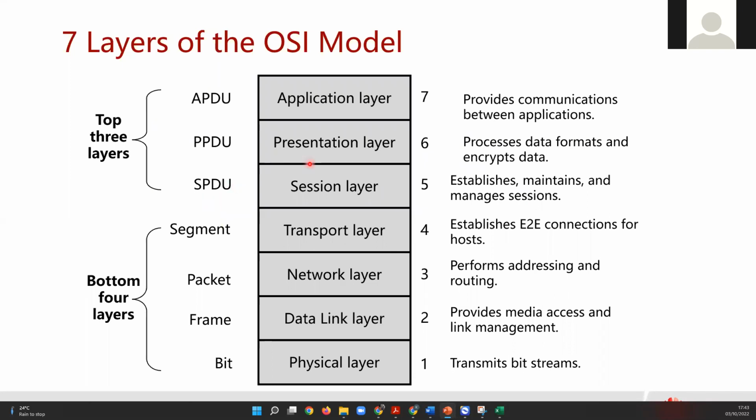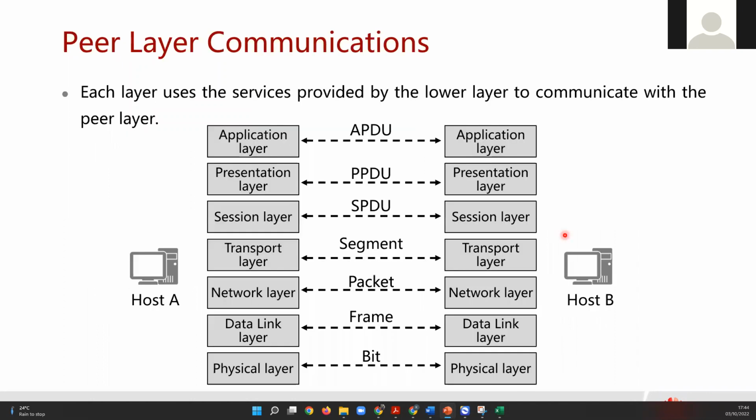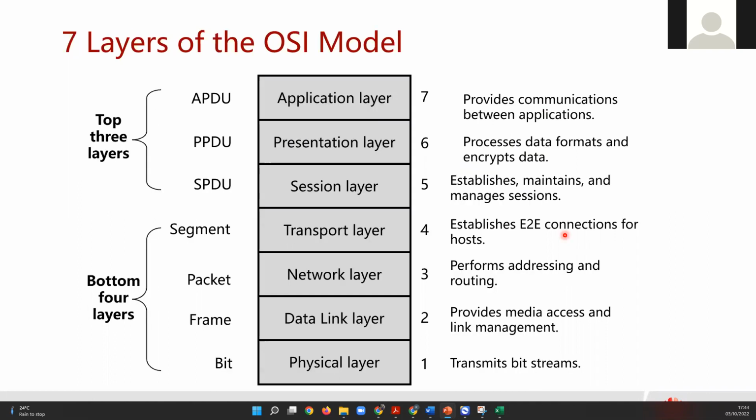Then we have the presentation layer, where it's all about data formats and how encryption of data happens. But remember that these days, security is not only happening within the presentation layer. Information security should be applied as much as possible across the layers. Also, at the application layer, we have the application protocol data unit, and that is all about communication between different applications, between a browser and a server application. All these happen here. So that's the OSI model. You must have already gone through it with your lecturers if you're doing an IT course.